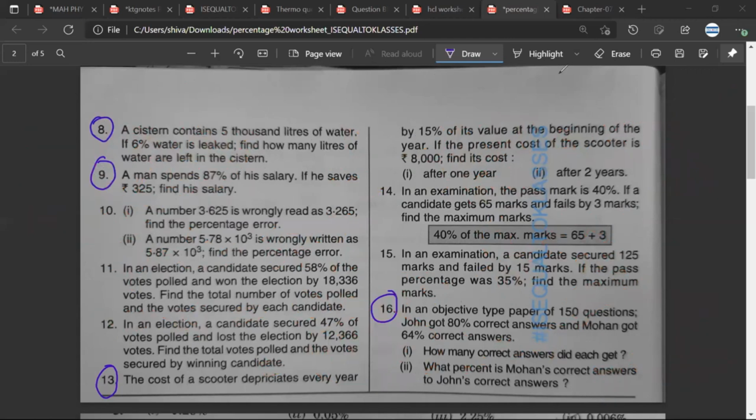Solve the question 13. So minus 15 of 8,000 rupees.